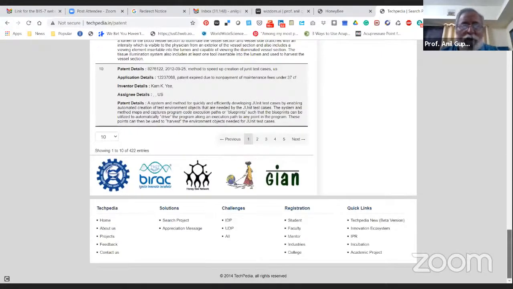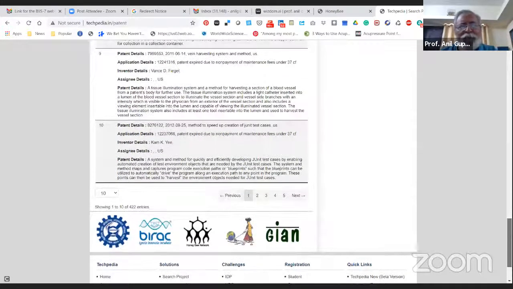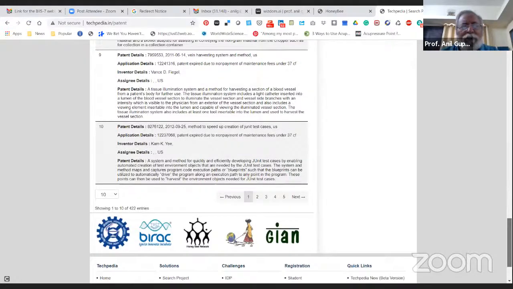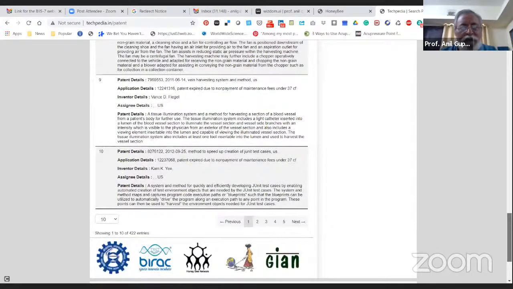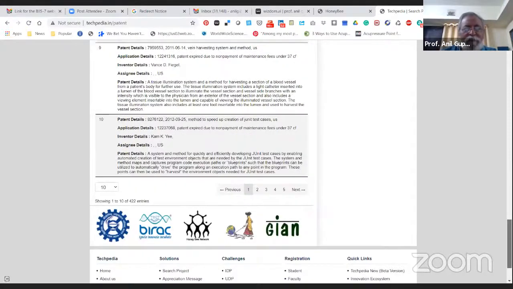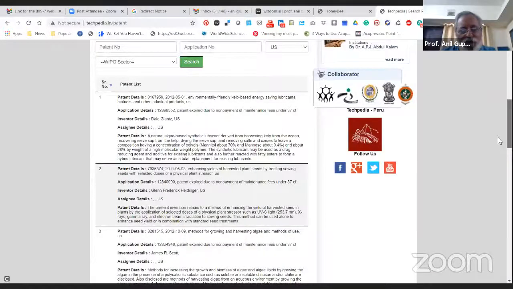We get 420, but of course, as I told you, there will be many which may not be relevant, but it doesn't matter. We have to work hard and find out and then locate that. Now, vein harvesting system, naturally, has nothing to do with it. It's a blood vessel and how you harvest the veins. How does a physician do that? Using a section tool insertable into lumen and used to harvest the vessel section. Now, there's nothing to do with our problem, but nevertheless, there will be such unrelated results sometimes. So the word harvest is not very precise, but it is useful.